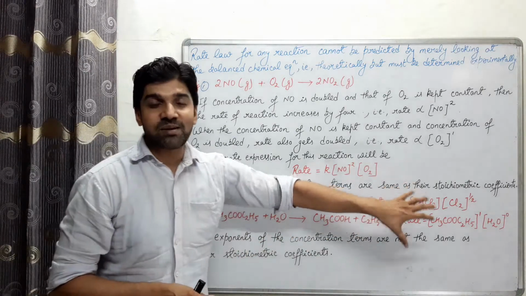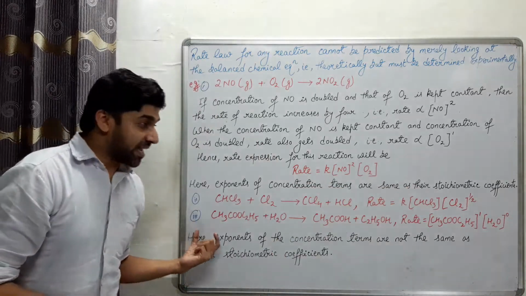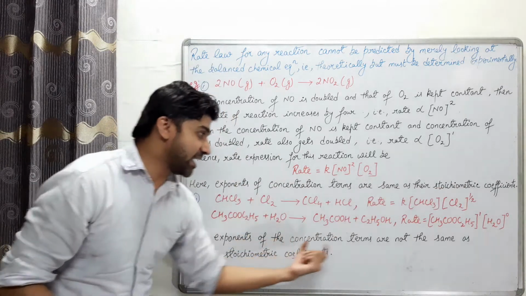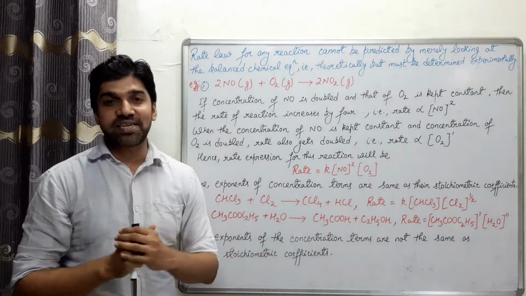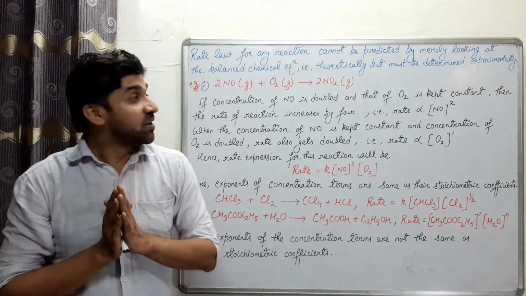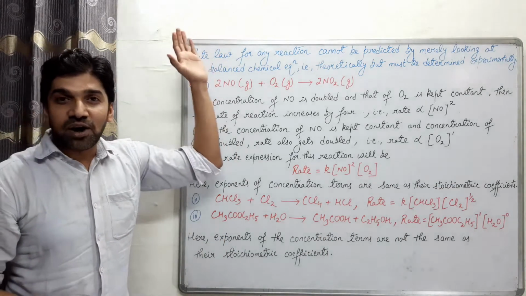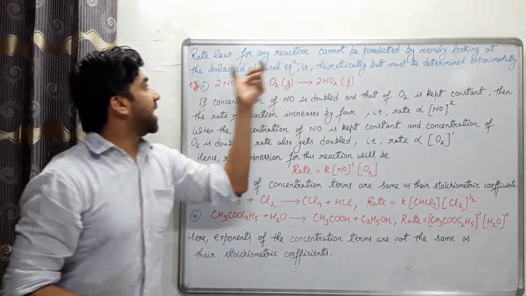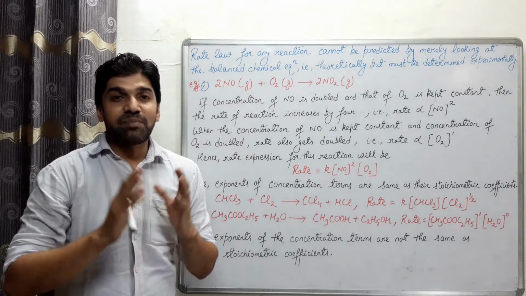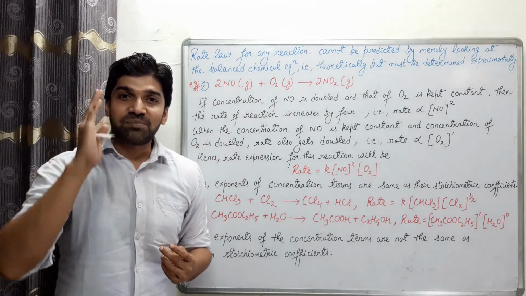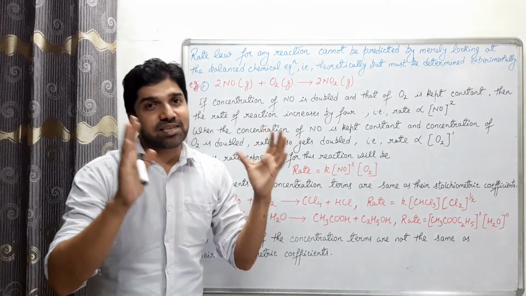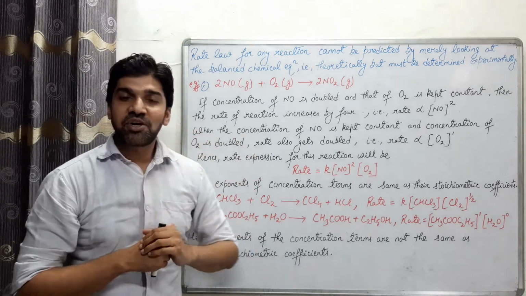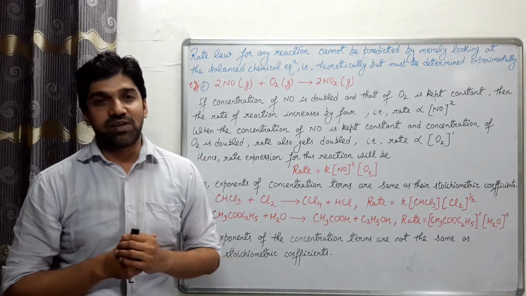So from these two examples, we can say that the exponents of the concentration terms are not the same as that of the stoichiometric coefficients. So what we can say? We can say that the rate law for any reaction cannot be predicted by merely looking at the balanced chemical reaction, that means theoretically. It must be determined experimentally. Experiments tell us the rate of chemical reaction, not from the knowledge of the stoichiometric coefficients of the reacting species in a balanced chemical equation.